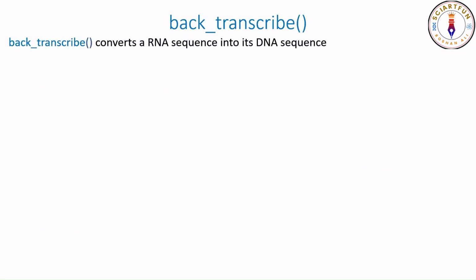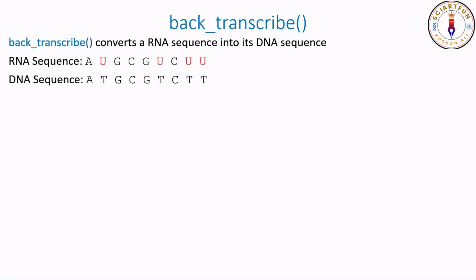Back_transcribe is the reverse of the transcribe method. This method will convert an RNA sequence into its DNA sequence. In simple words, it only replaces U's with T's.